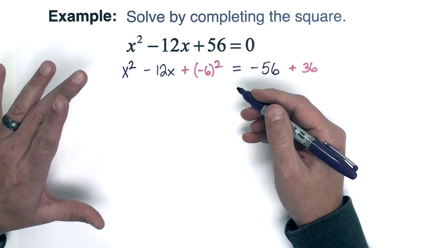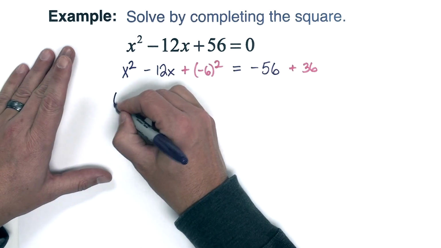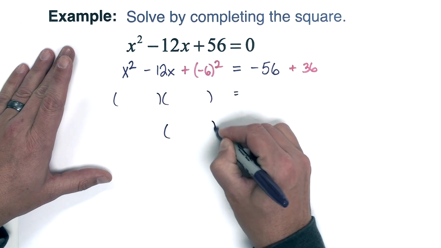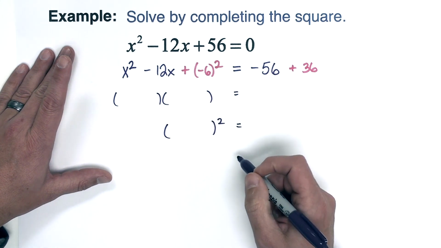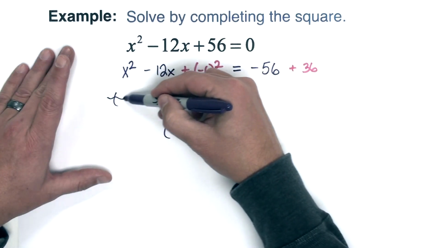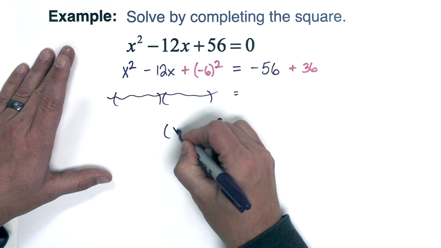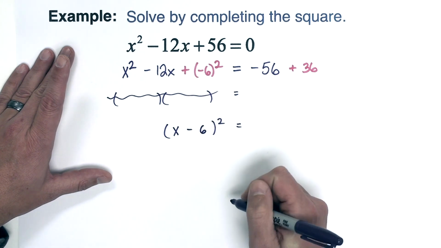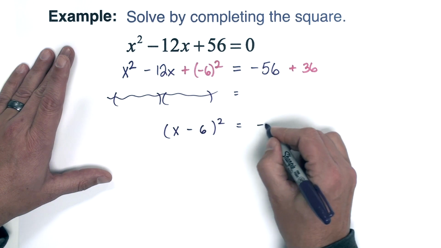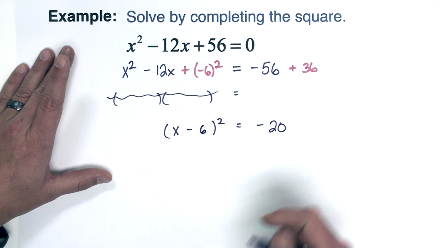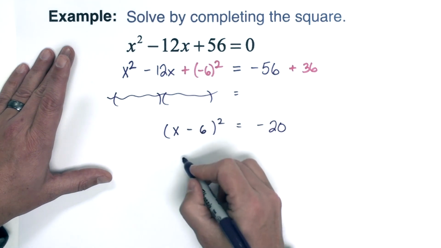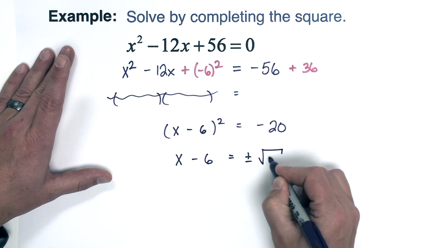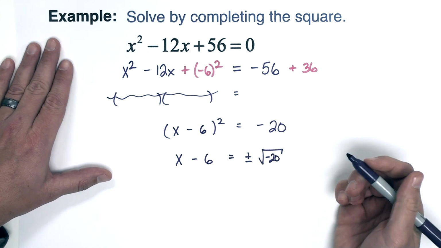Now, let's think about what I've typically been doing. I've been factoring this into two binomials and then going down to the binomial squared. It always does that. Let's just go ahead and skip this step. It's going to be x, and then the negative 6 comes down, minus 6 squared. These two combine to be negative 20. Okay, take the square root of both sides, so x minus 6 equals plus or minus square root negative 20.